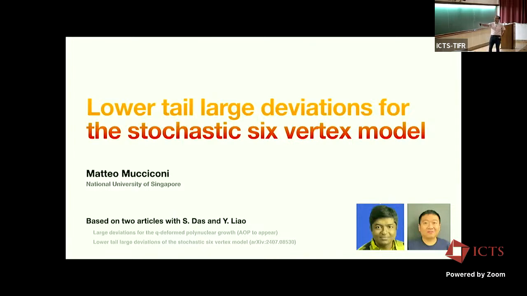Really, welcome back from lunch. I will present the talk titled Lower Tail Deviations for the Stochastic 6-vertex model. It's based on two articles with my collaborators: Sayan, from Chicago, well, he's from India, but he's staying in Chicago right now, and Yu Chen, he's from China, but he's staying in Michigan. One has been published, and the other one we posted on the arXiv in July.